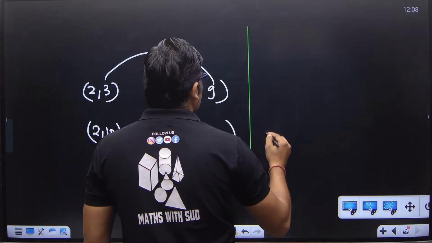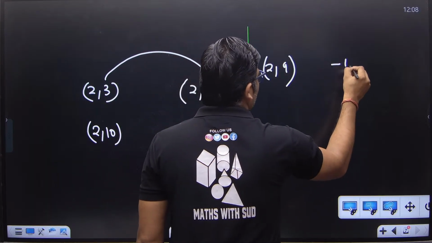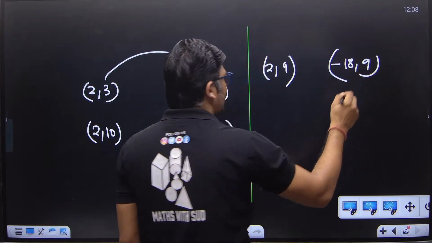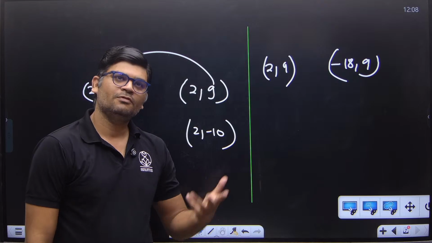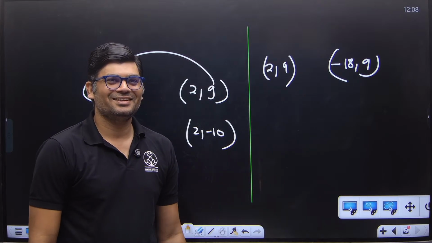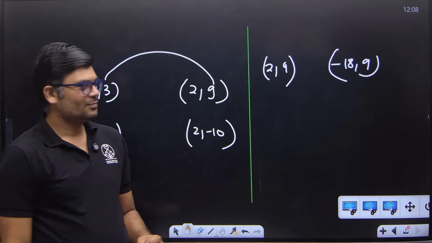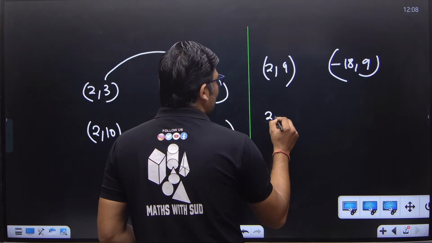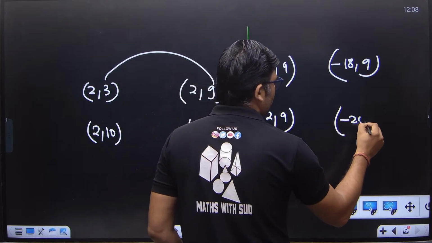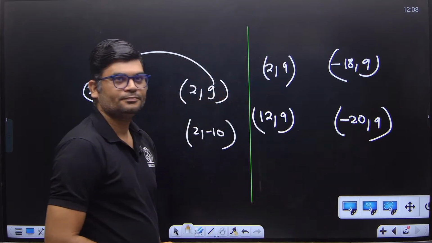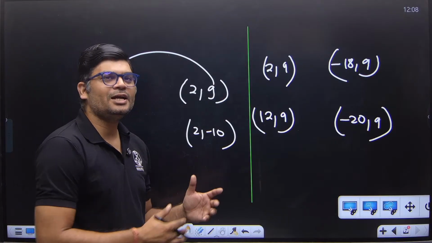Now let us change the perspective. Let us say 2 comma 9 and minus 18 comma 9. Can you tell me the distance between these 2 points? 20. Wonderful. See, so easy. Are you getting it? Good. Can you tell me 12 comma 9 and minus 20 comma 9? 32. Wonderful. So it should immediately come into your mind.